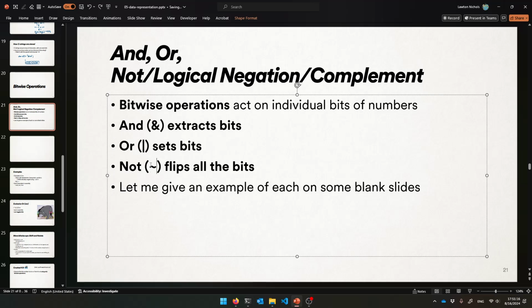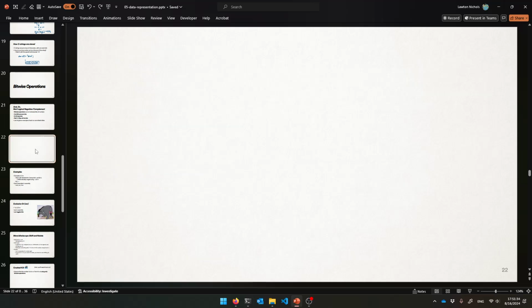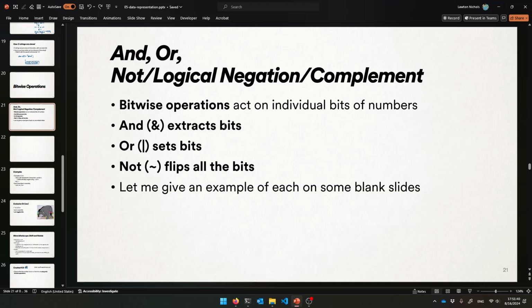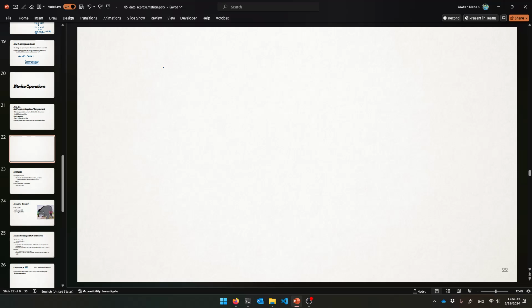And then the bitwise NOT, or bitwise negation, flips all the bits of a single number. Okay, so let me show you an example of each of those, and then I'll show you how they work in code and what they're good for. Let me just show you each of these. So the idea is you have numbers in C++ stored normally, but if you perform the ampersand operation, that's going to give you the bitwise AND on those numbers.